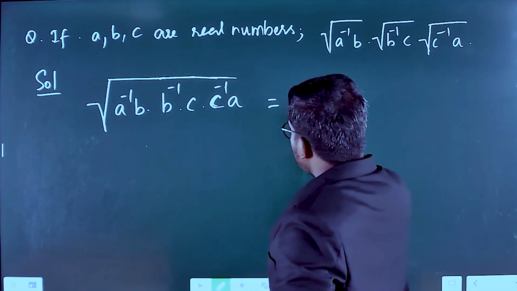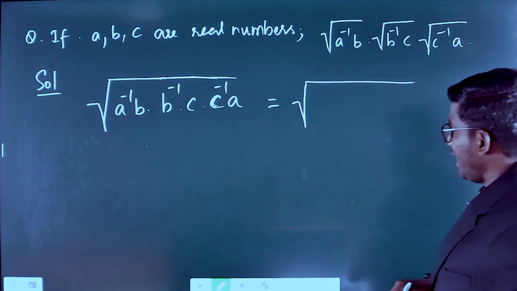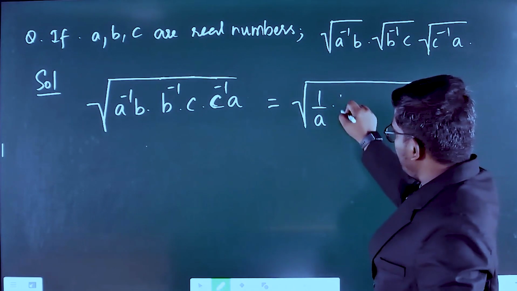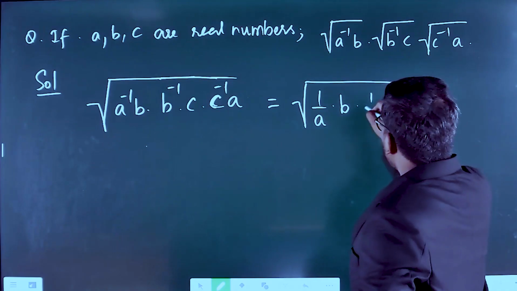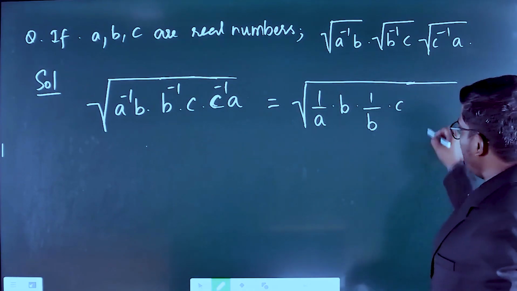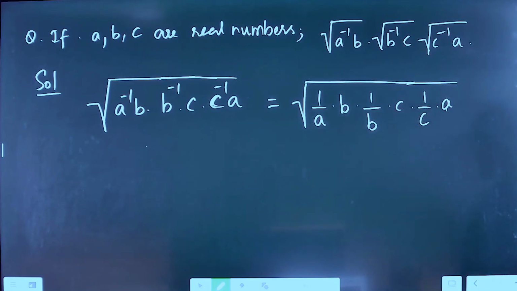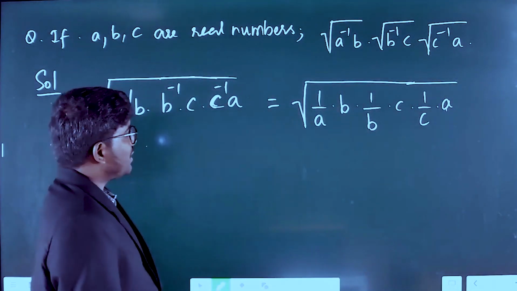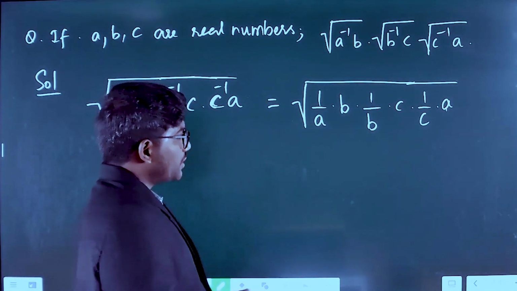So this shall be square root. a^(-1) can be written as 1 by a times b. b^(-1) can be written as 1 by b times c. c^(-1) can be written as 1 by c times a, right? Now, if we are able to successfully write all these a^(-1), b^(-1), and c^(-1) as 1 by a, 1 by b, and 1 by c respectively, we've almost crossed the boundary.